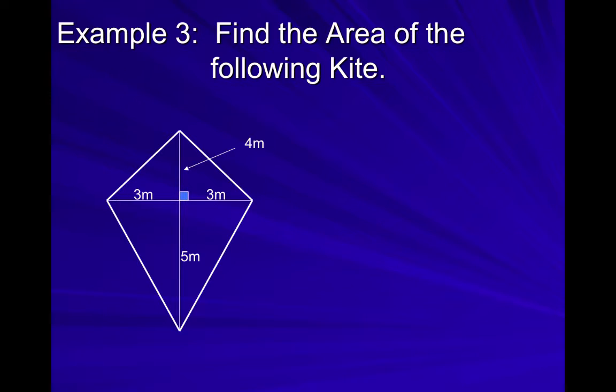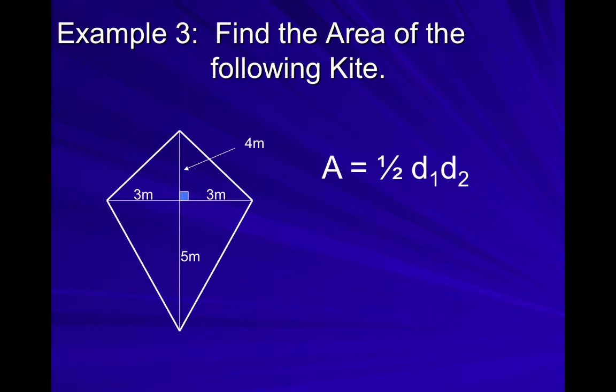So here is a kite. You can tell, well, first off, it looks like a kite, but hopefully you guys will notice that we have adjacent sides that are congruent, okay? And we have perpendicular diagonals. So we have multiple pieces of information here. They actually give you each part of the diagonal, which is going to help us in our formula.